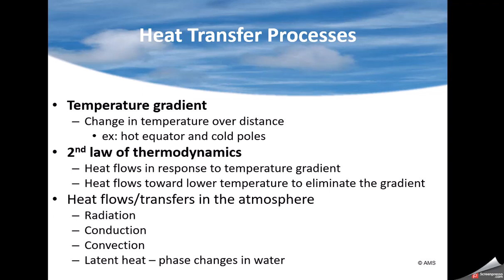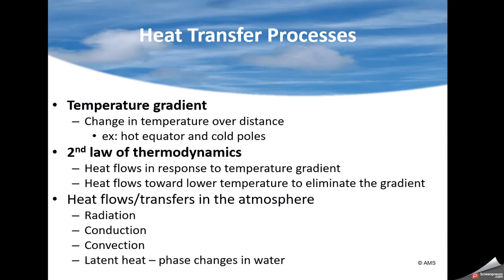You're going to see a lot of gradients in this course. I want you to understand that. And heat always flows toward lower temperature. It's trying to eliminate that gradient. Guess what? The Earth, if it had its way, would eliminate all temperature gradients. There would be none. The Earth would be the same temperature everywhere. However, that is not the case because we've seen energy flows into Earth very differently in different parts of the Earth. So we have temperature gradients.